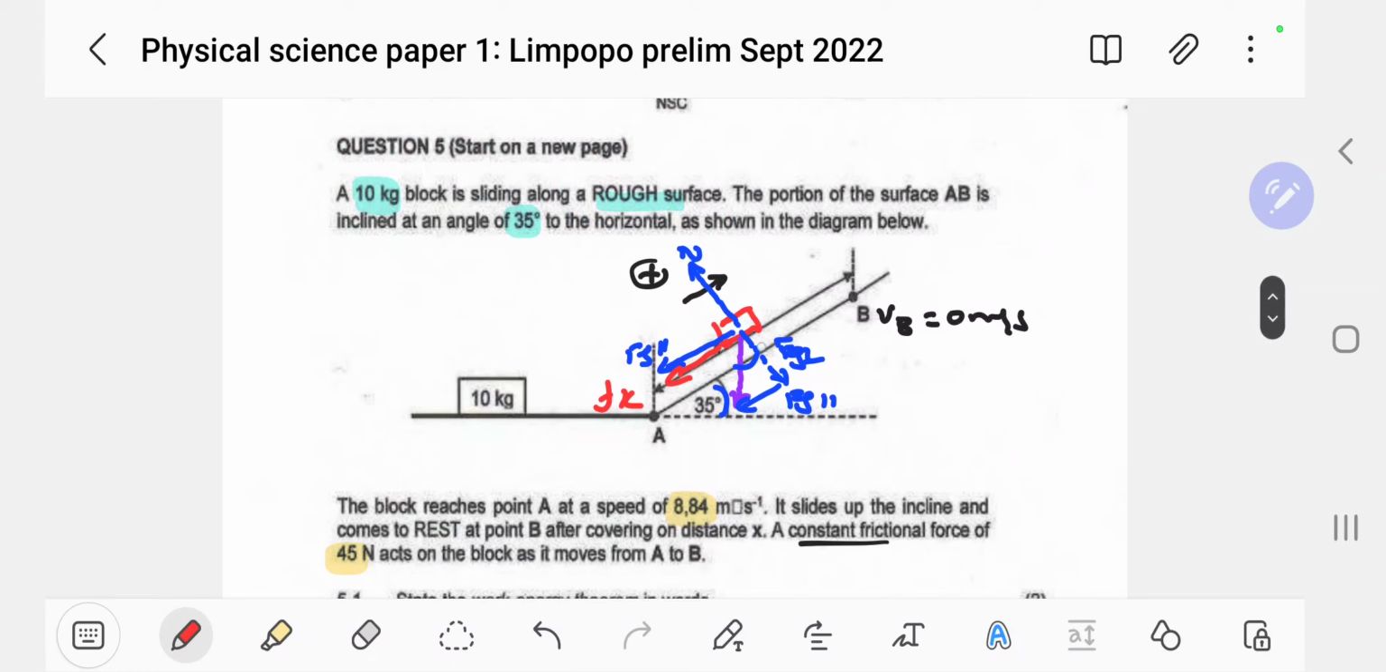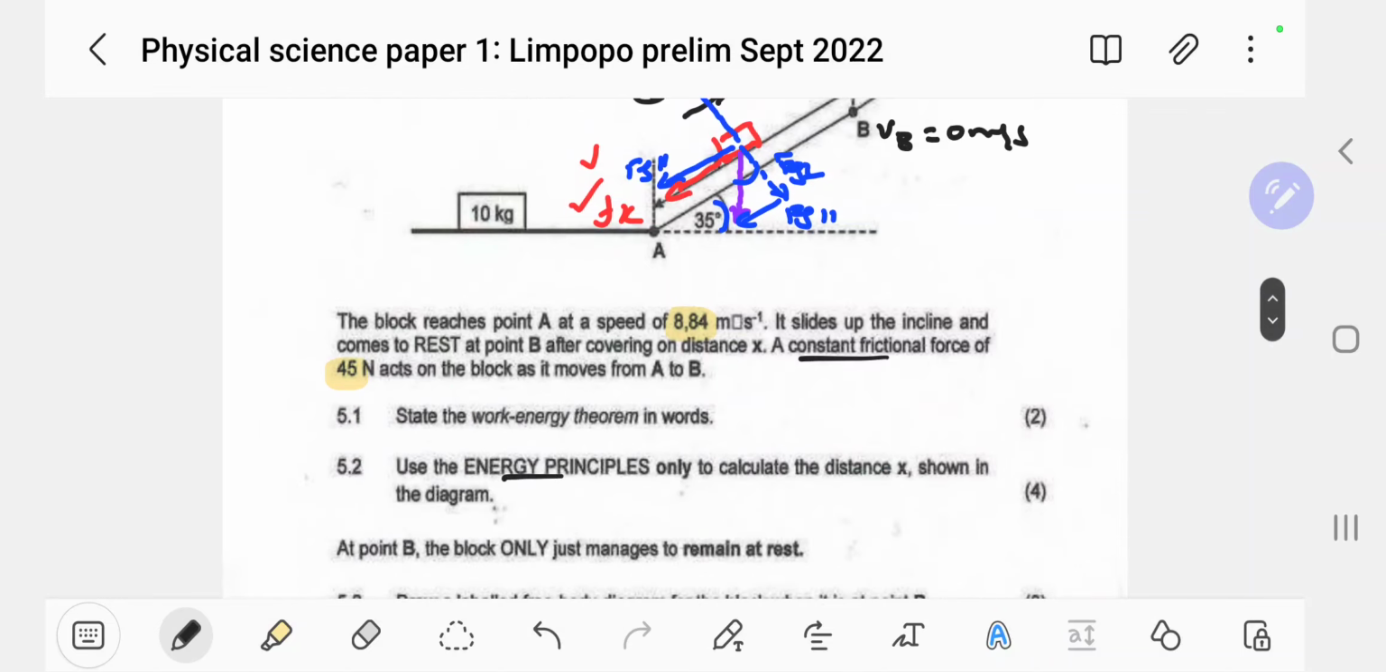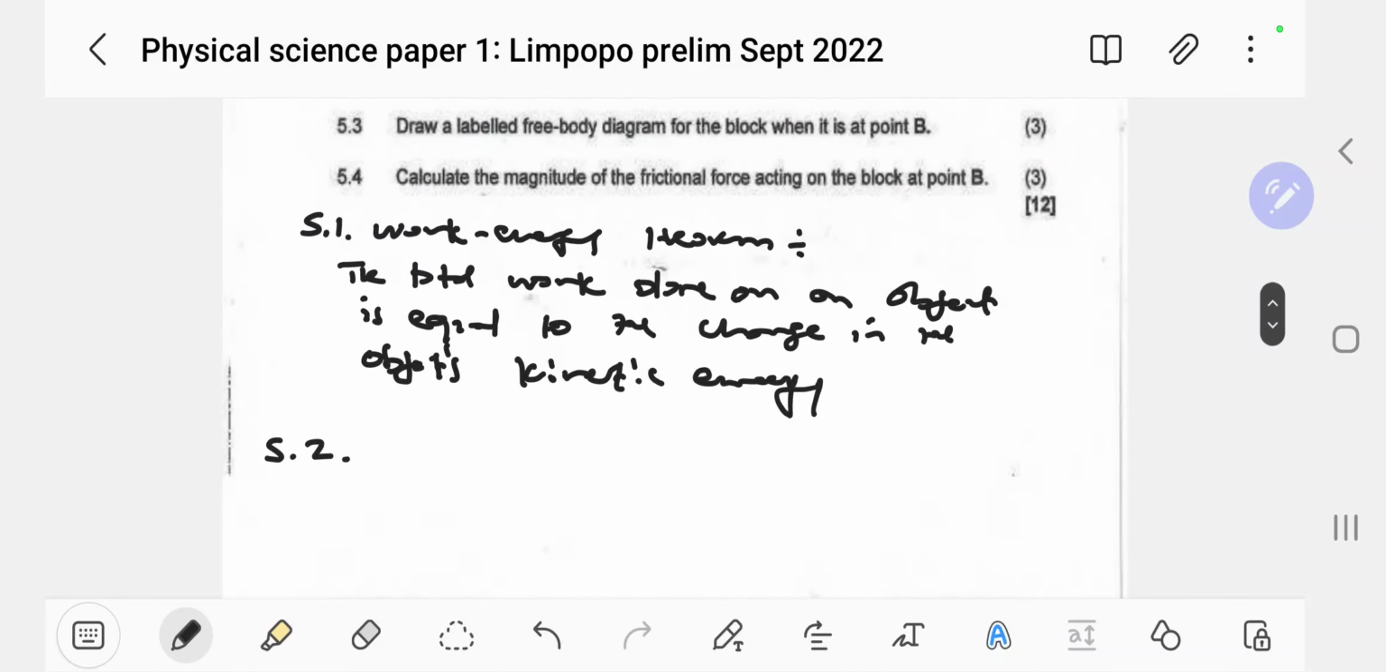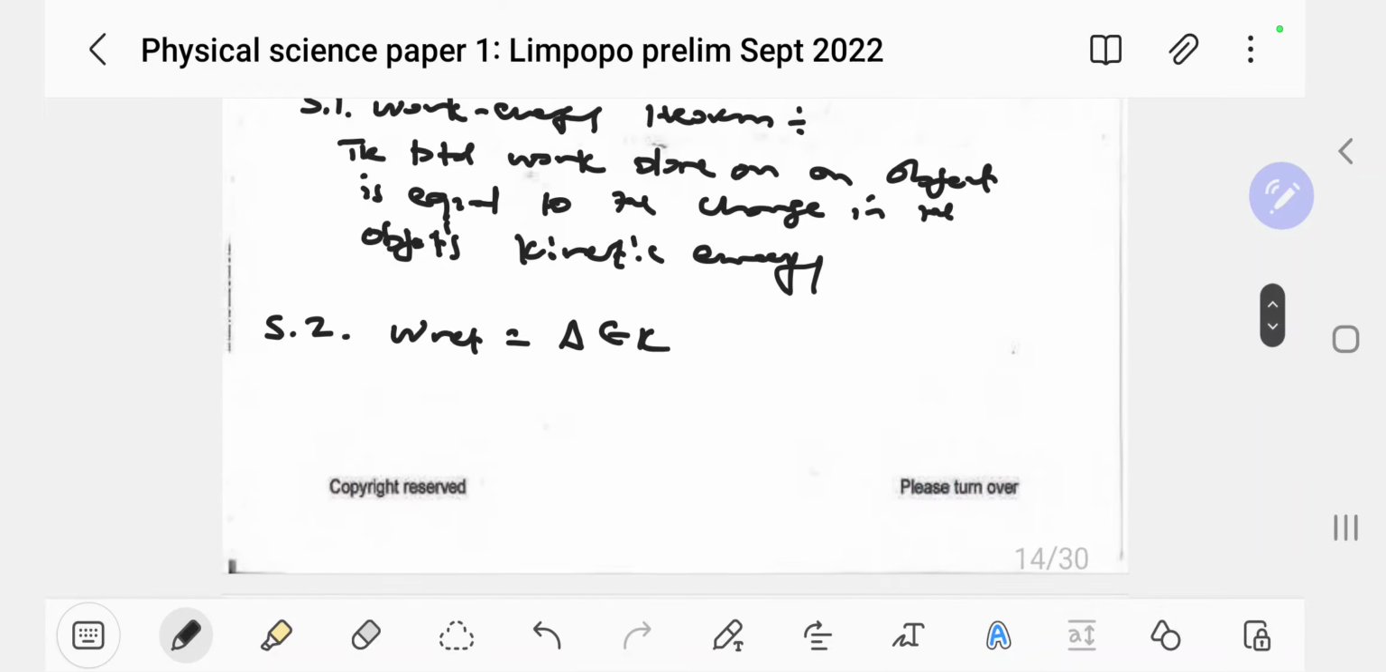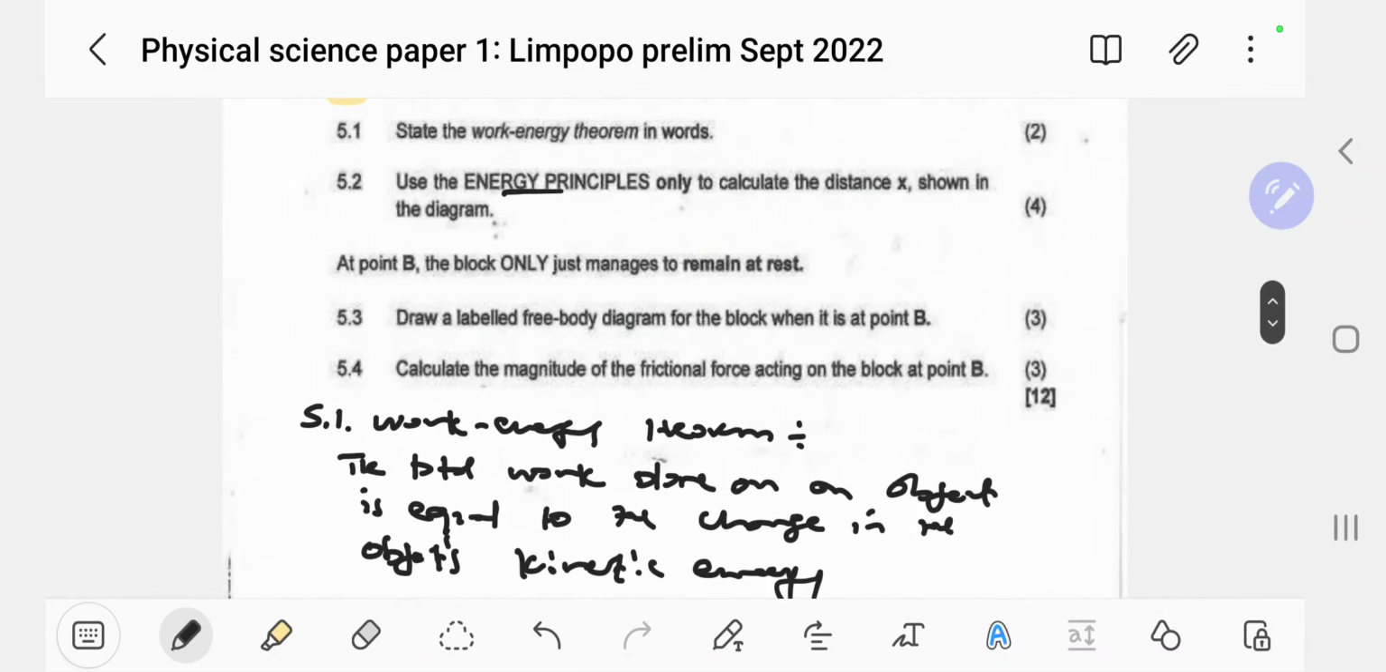So how many forces are acting parallel to the direction of motion? It is this one and that one, and they're acting in the same direction. So these are the only two forces that are working together. So the resultant force is the addition of these two, and that will stop this object at point B. So we are sorted. We know that W net is equal to the change in kinetic energy, that is the energy principle that is immediate at this point.